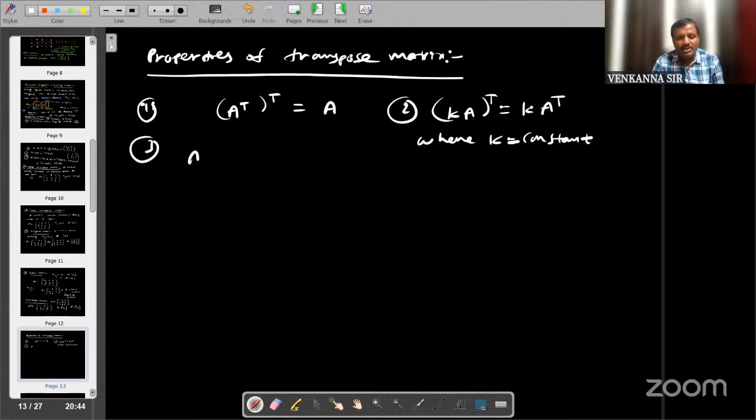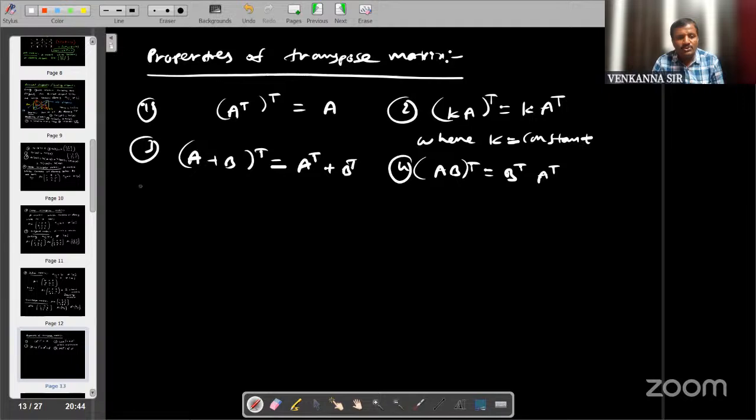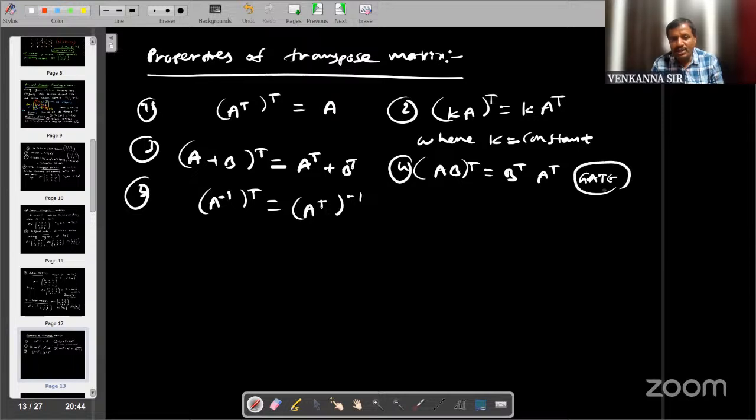Third, (A plus B) whole transpose is equal to A transpose plus B transpose. Fourth, (AB) whole transpose is equal to B transpose into A transpose. Fifth, (A inverse) whole transpose is equal to (A transpose) whole inverse. All these five properties are very, very important. This type of question is a previous GATE question. If you observe, (AB) whole transpose is B transpose into A transpose was asked in a previous GATE. All five properties of the transpose matrix are very important.